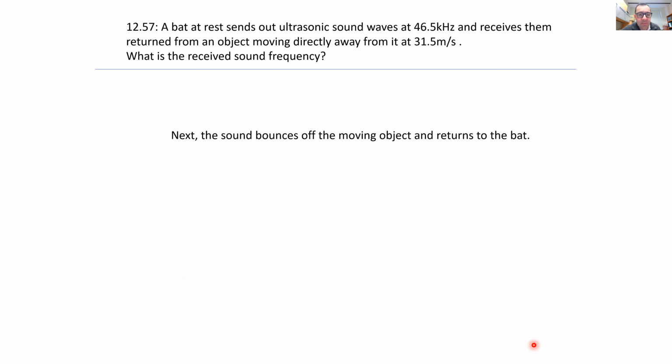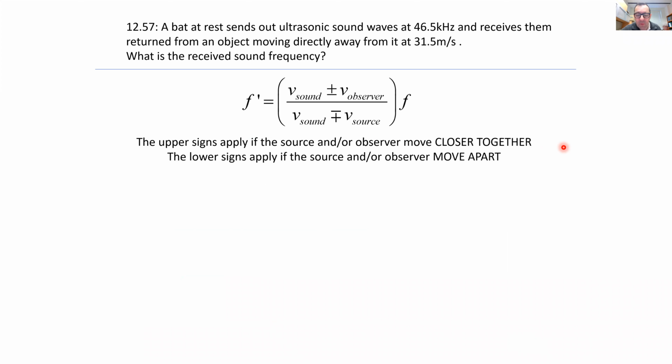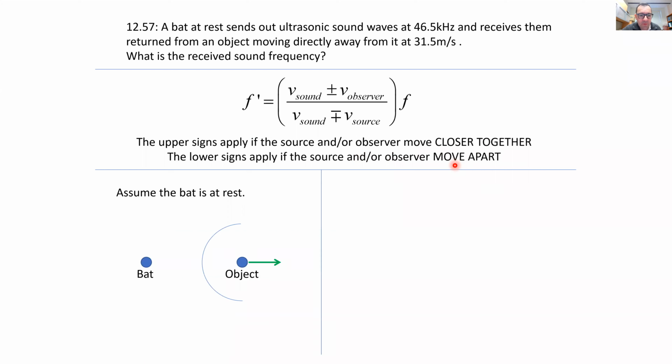So now we have to do the Doppler effect all over again, because the sound bounces off the moving object and returns to the bat. In this case, we have a moving source and a stationary observer. So it's the same formula, and once again, they are moving apart. So the waves are now going the other way, but they're still moving apart, so we'll still use the lower signs.